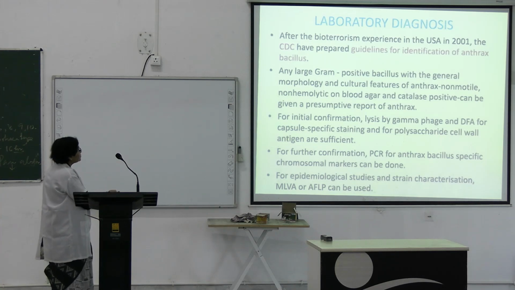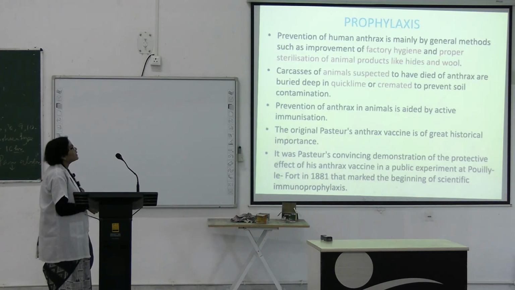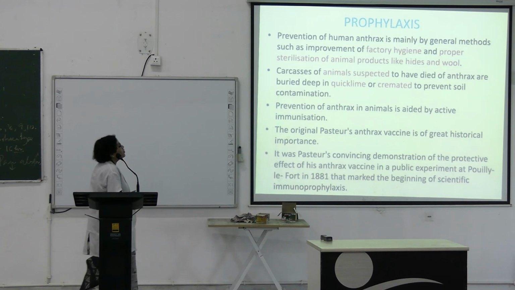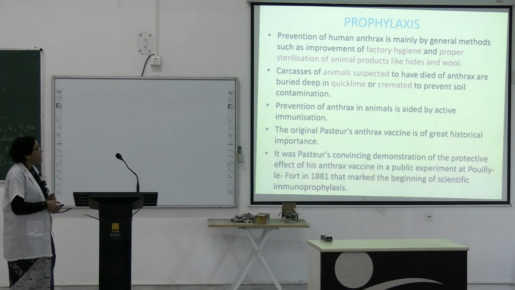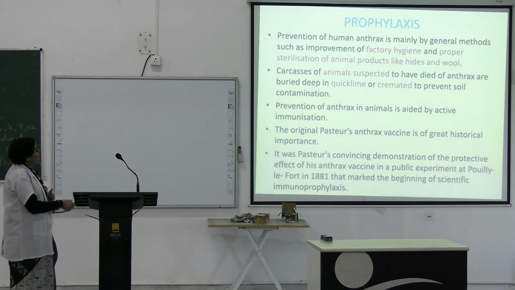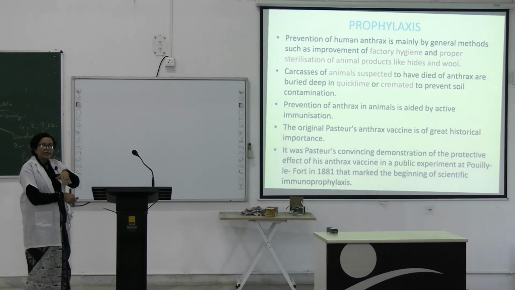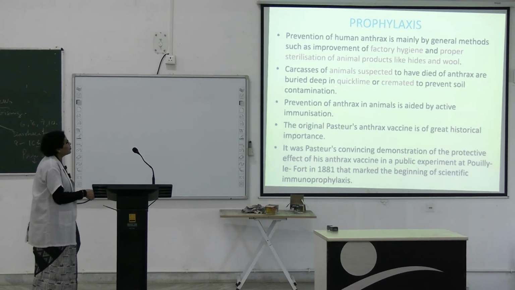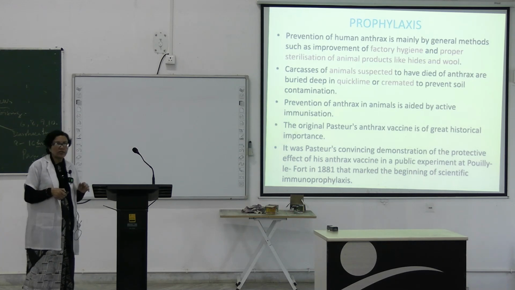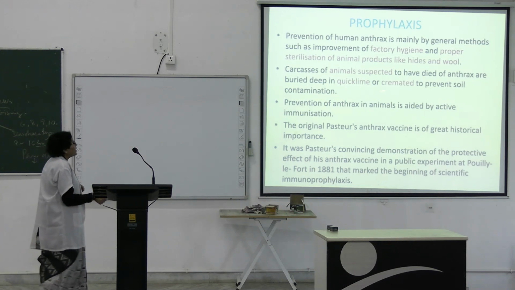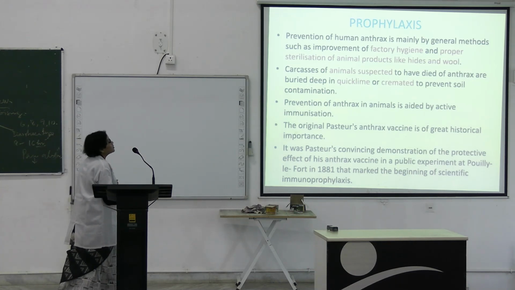Prophylaxis. Prevention of human anthrax is mainly by general methods such as improvement of factory hygiene and proper sterilization of animal products like hides and wool. Carcasses of animals suspected to have died of anthrax are buried deep. They have to be buried deep with quick lime, because lime acts as a disinfectant and will kill the bacteria and spores, or cremated to prevent soil contamination.